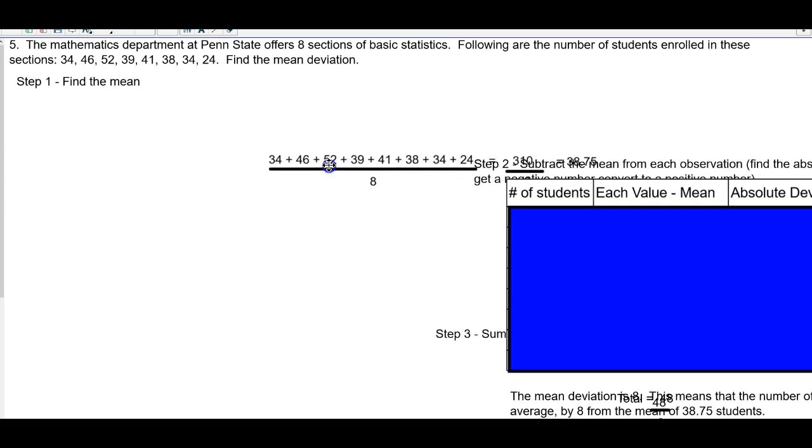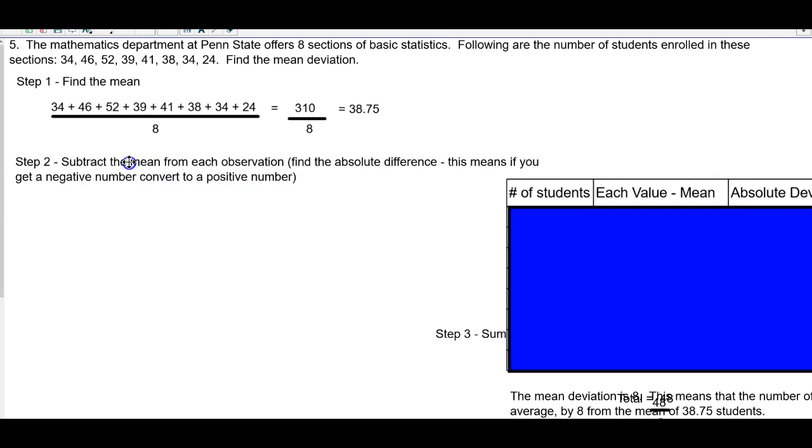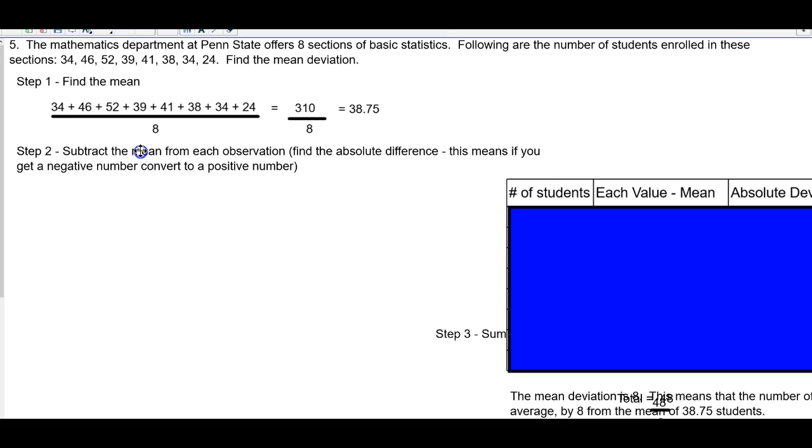That's where we add up all the numbers and divide by the total number of observations, which was 8. When we find the mean, we find that it's 38.75. For step 2, what we do is we subtract the mean from each observation. So we take this 38.75 and we subtract it from each one of these observations.